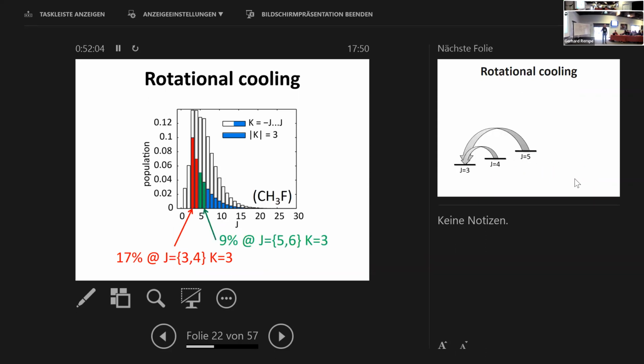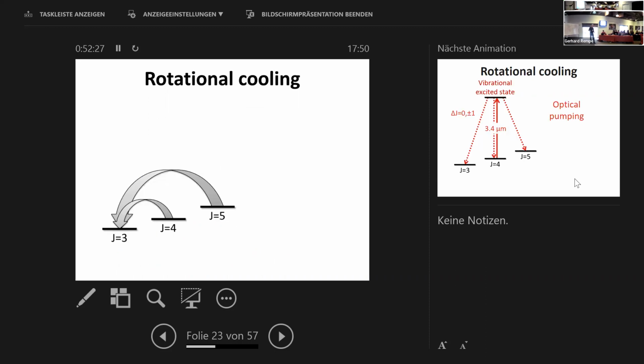Then 9% of the molecules are in the J equals 5 and 6 manifold, K equals 3, and so on. We would like to bring these internal rotational states to one state. So we do internal cooling, preparing an internally pure sample of them. Basically it goes with optical pumping.